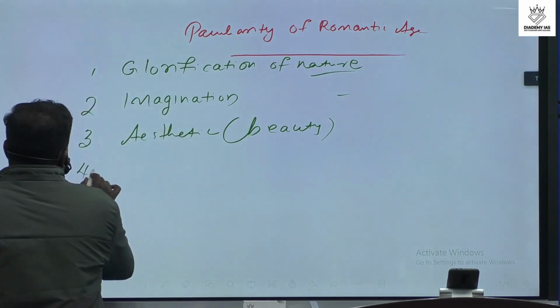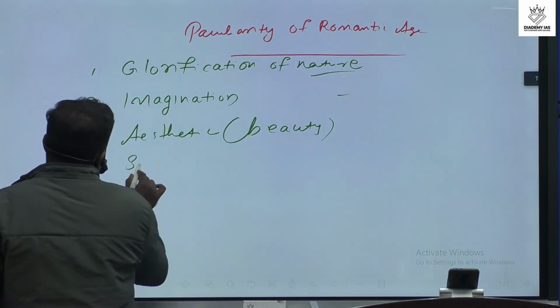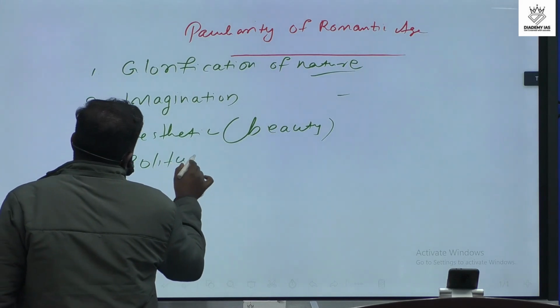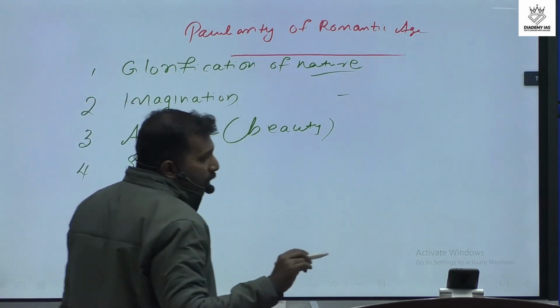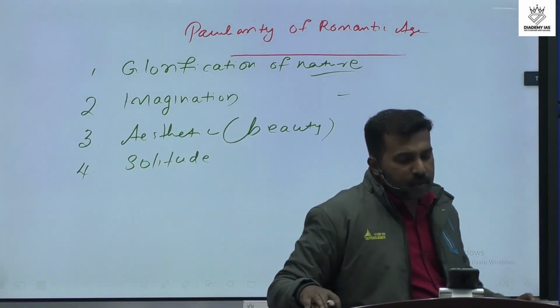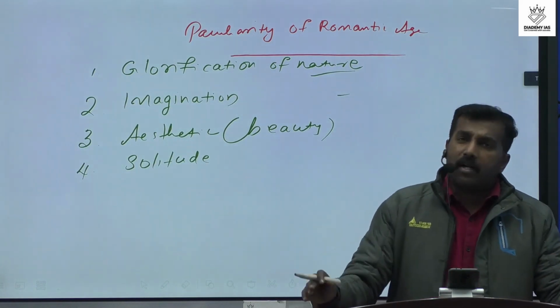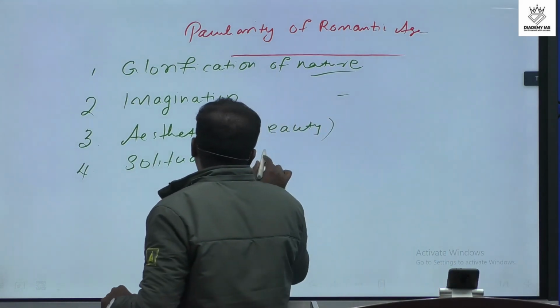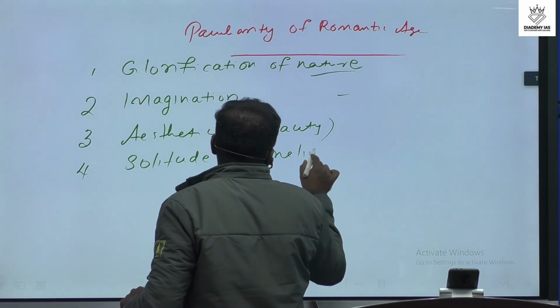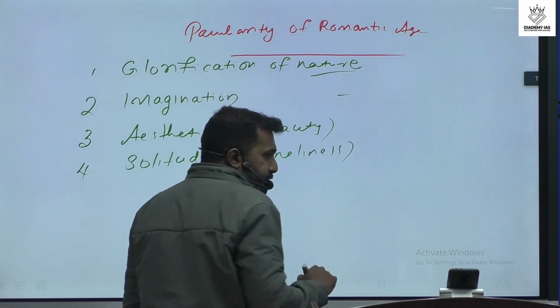All the literary works were mainly based on beauty, the presentation of beauty. And the fourth one, what is the fourth feature? Solitude. The fourth feature is solitude. What is solitude? That means loneliness.